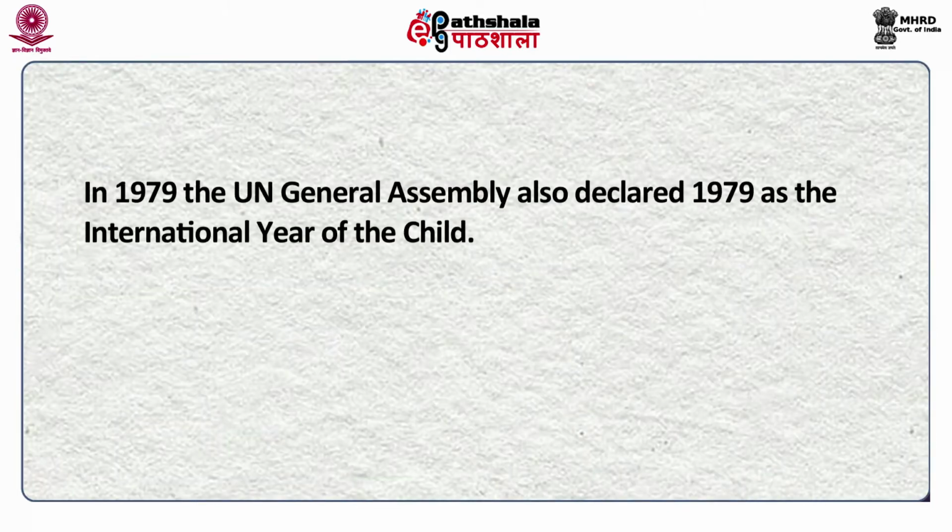Under Article 16, Clause 1d, the Convention further gives paramount importance to the interest of the child in family relation matters. In 1979, the UN General Assembly also declared 1979 as the International Year of the Child. Further, the 1990 World Summit for Children adopted the World Declaration on the Survival, Protection and Development of Children along with a plan of action for implementing it in the 1990s.